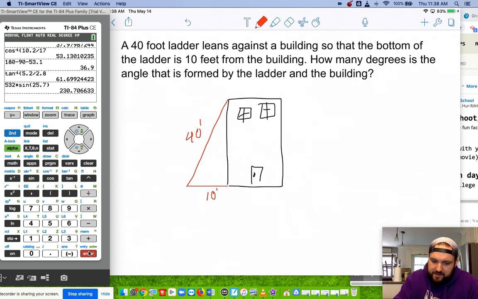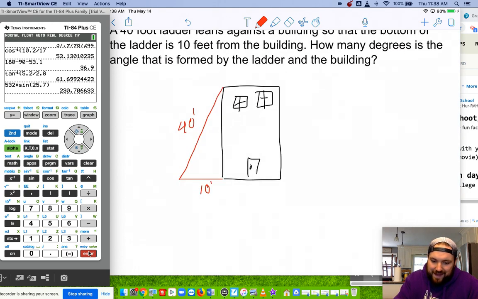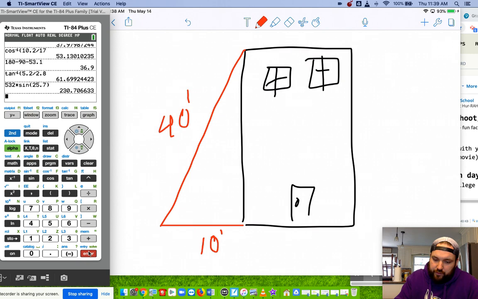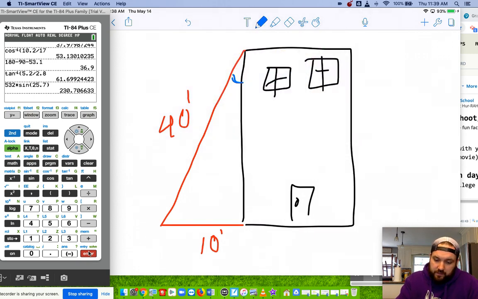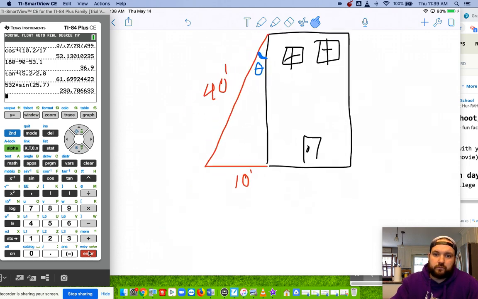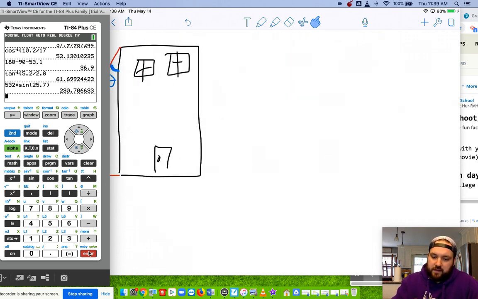And then it's asking how many degrees is the angle that's formed by the ladder and the building. So where does the ladder meet the building? That's up top here is where the ladder actually meets the building. So this is what I am trying to find. Remember that circle with the line through it is theta, which is often a variable that's used when you're trying to find an angle. So we're going to draw that same triangle now over here. Oh boy.